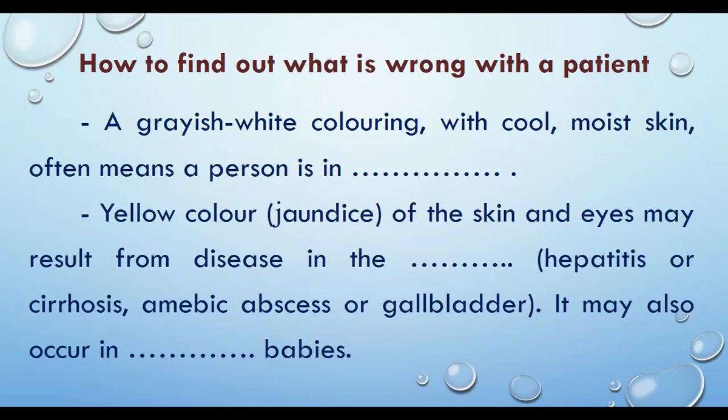A grayish-white coloring, with cool, moist skin, often means a person is in shock. Yellow color, jaundice, of the skin and eyes may result from disease in the liver, hepatitis, or cirrhosis, amoebic abscess, or gallbladder. It may also occur in newborn babies.